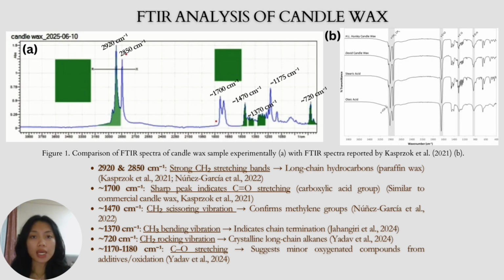And lastly, the peak at 1175 cm⁻¹ indicates C-O bond stretching, suggesting the presence of minor oxygenated compounds, possibly due to additives or mild oxidation. So this aligns with the FTIR data from Yadav et al. 2024 on paraffin-based composites with esters or stabilizers.